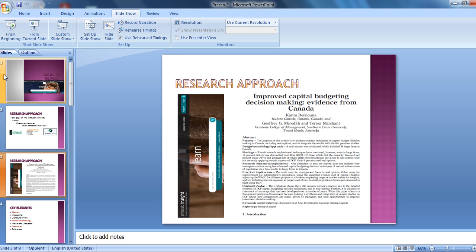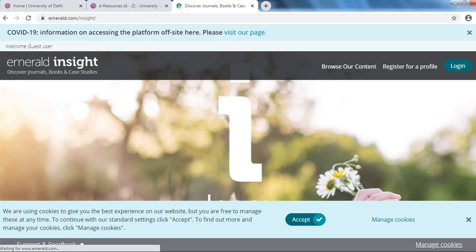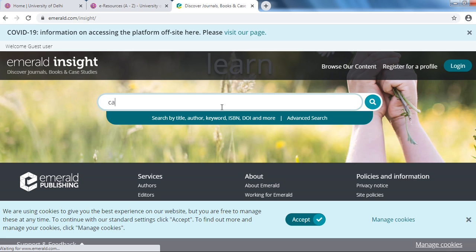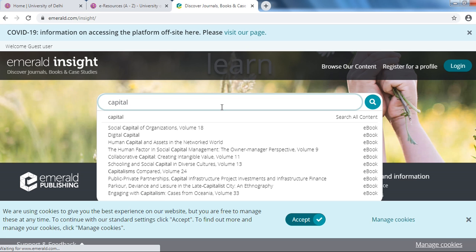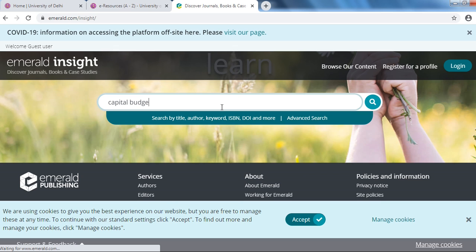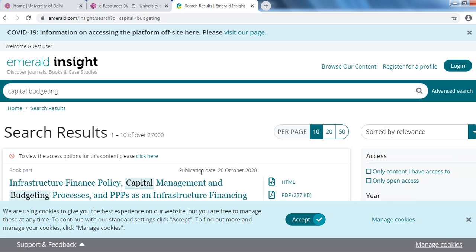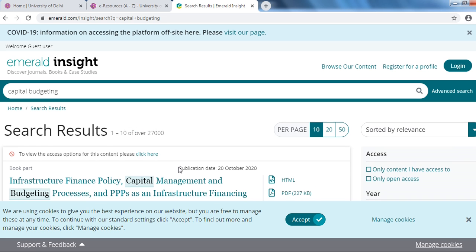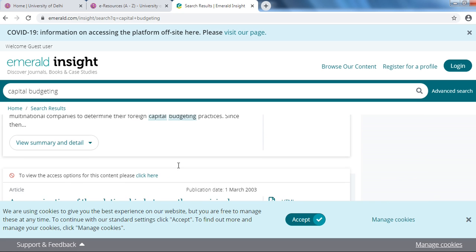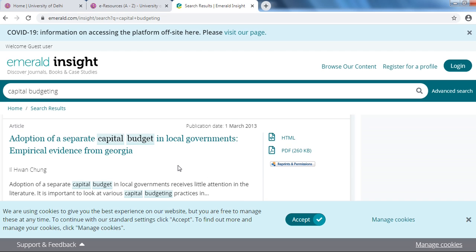Let's see with an example. Search capital budgeting. There are over 27,000 papers relating to that. Those are papers you can read and download, but at this moment I have no access since I am at home.